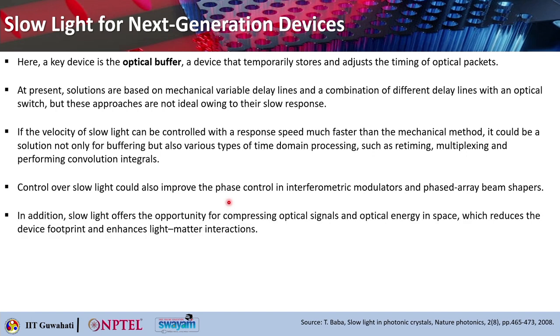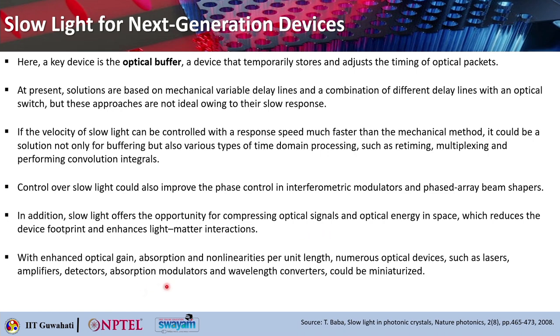phased array beam shapers. In addition, slow light offers the opportunity for compressing optical signals and optical energy in space, which would basically help you to reduce the device footprint and also enhance the light matter interaction. So with enhanced optical gain, absorption and nonlinearities per unit length, numerous optical devices such as lasers, amplifiers, detectors, absorption modulators, wavelength converters, all these devices can be miniaturized. So that is basically setting up the platform for, you know, compact devices.